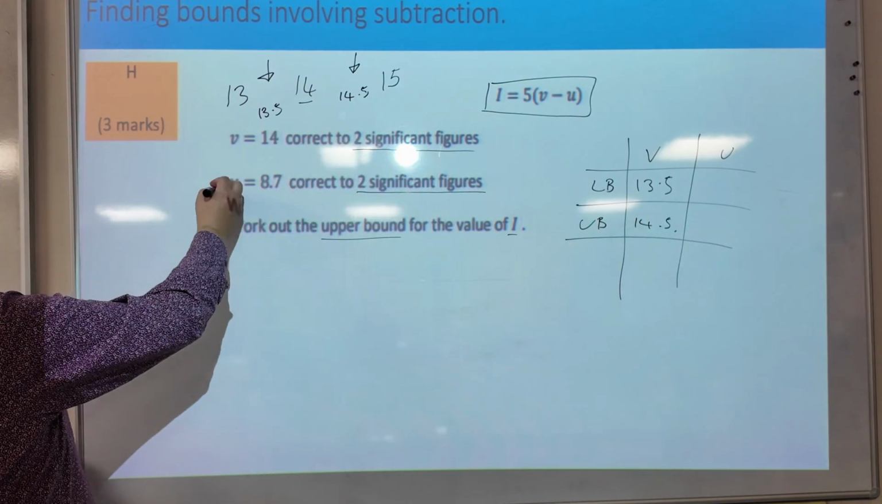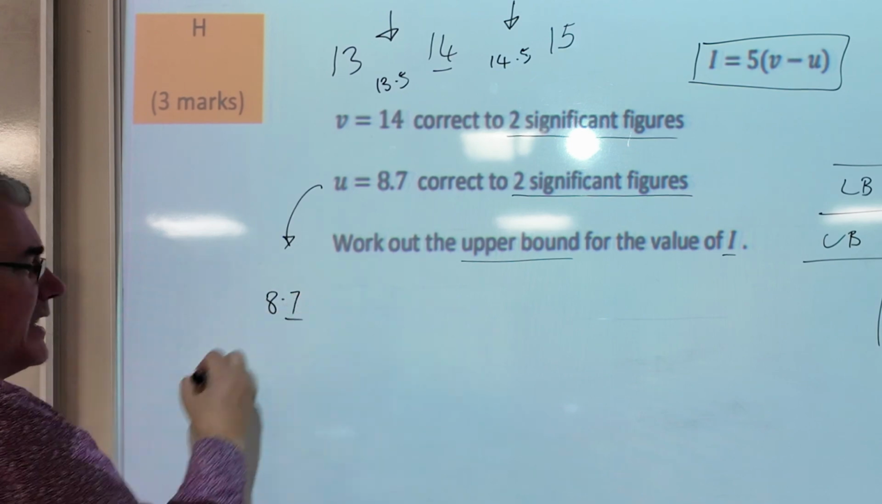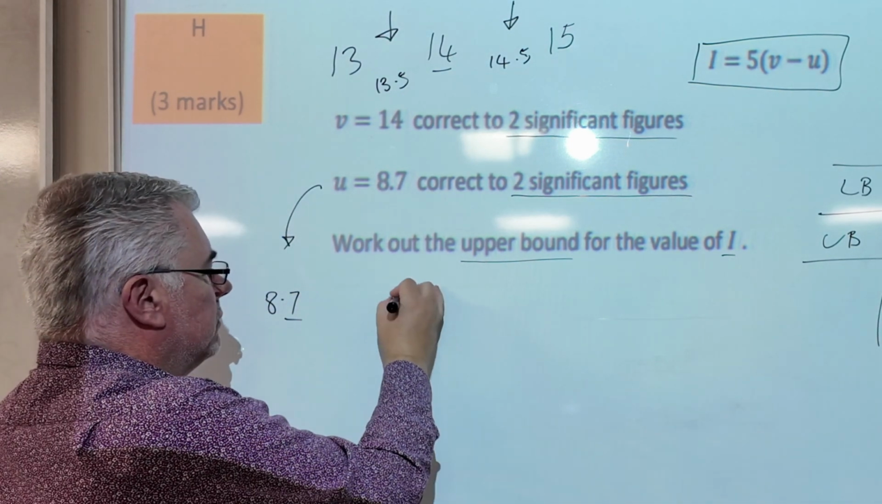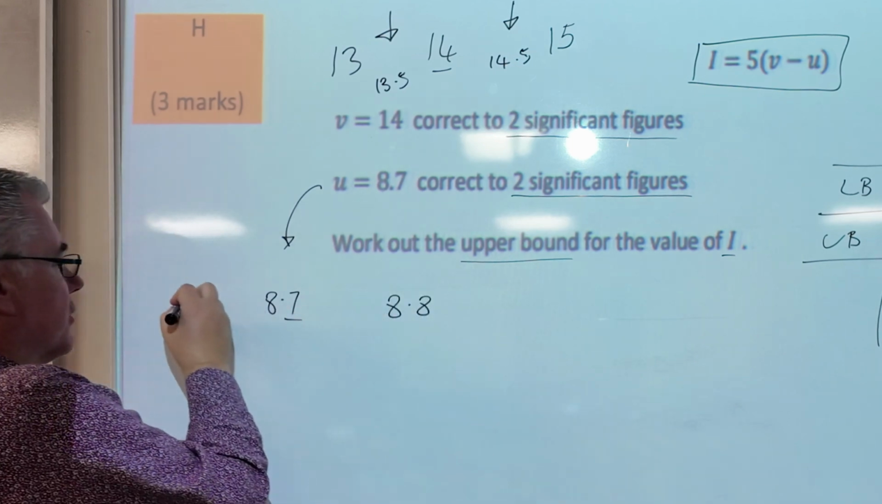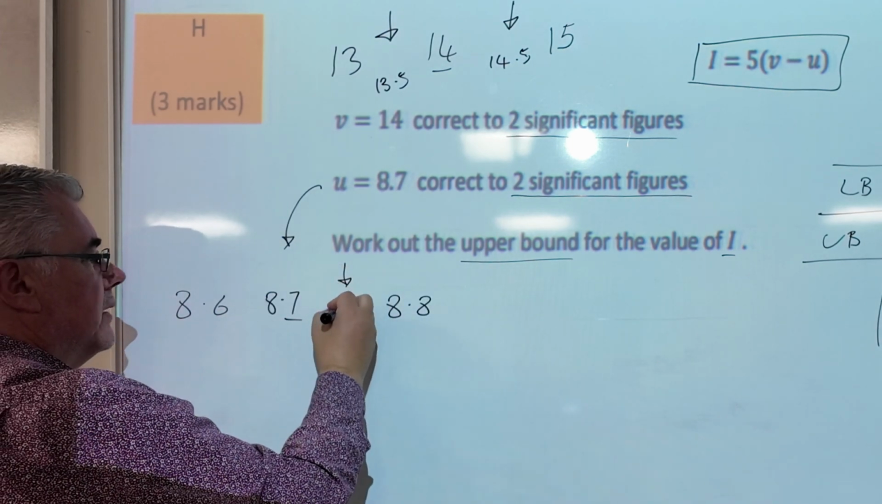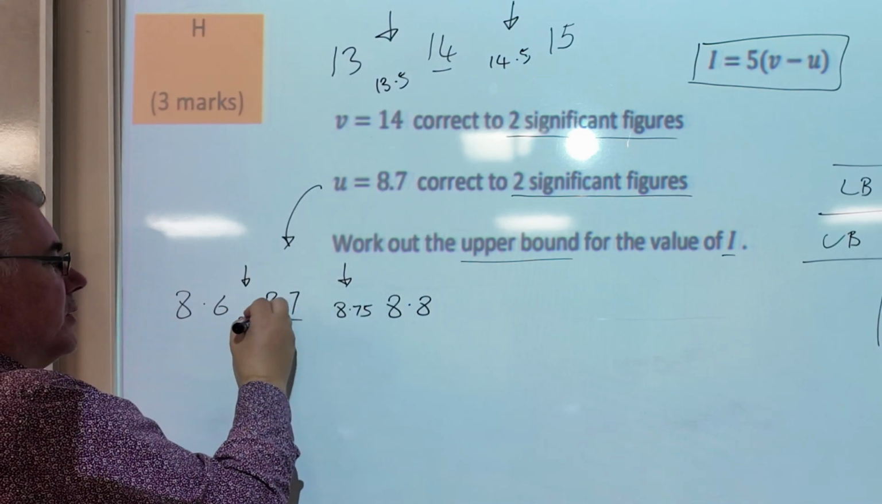Could do the same for U. I'll do it down here. Two significant figures, 8.7. It's this number that's possibly been changed, this 7. So I'm going to add one on. I'm going to subtract one. My upper bound is there, 8.75. My lower bound is in the middle there, 8.65.